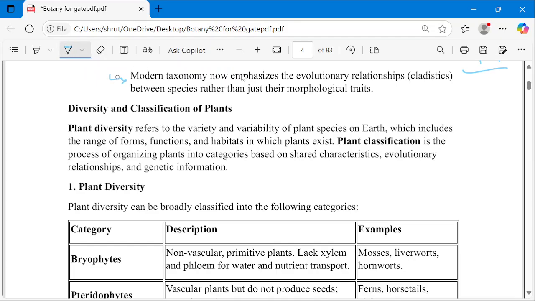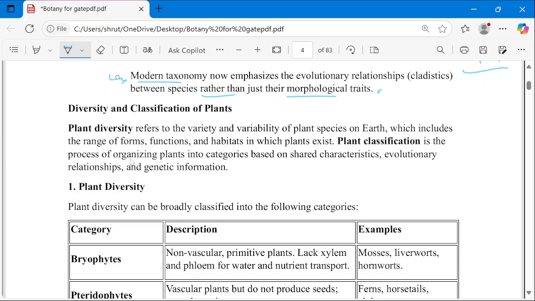Modern taxonomy now emphasizes the evolutionary relationships, that is cladistics, between the species rather than just their morphological traits. We have seen that in the earlier periods, there was more emphasis on morphological traits, or medicinal values. As we move further, the emphasis moved to evolutionary relationships, and then to the use of molecular data tools and other advanced tools in taxonomy.